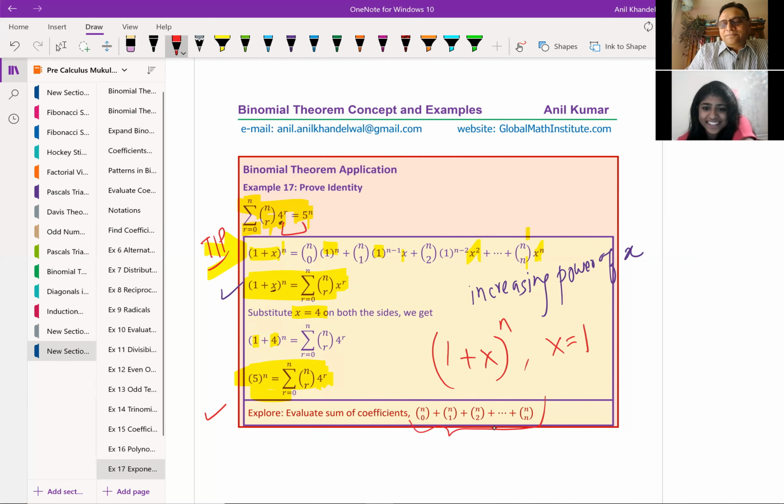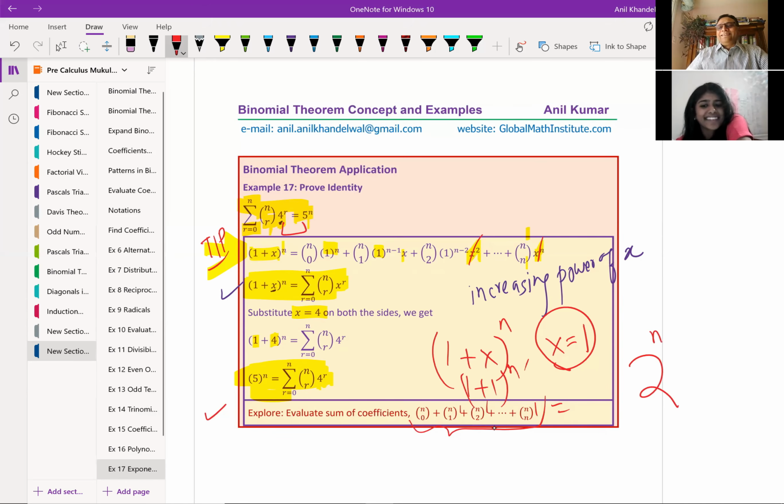What is the sum of this series? The hint is, if I expand 1 plus x to the power of n, the only problem is x. We don't have any x here, right? So put x equals 1. Then I get 1 plus 1 to the power of n, which is 2 to the power of n.